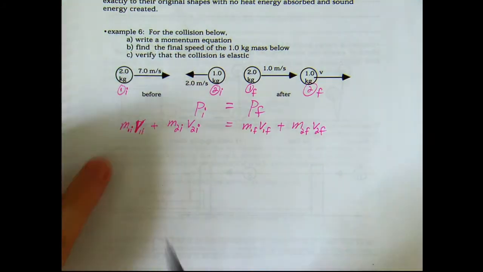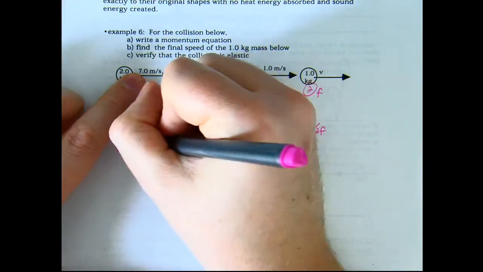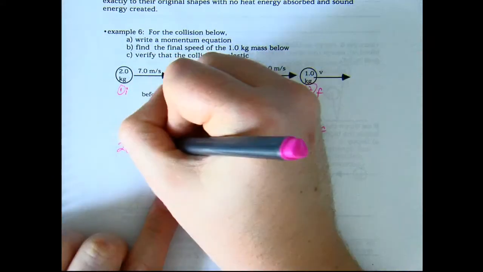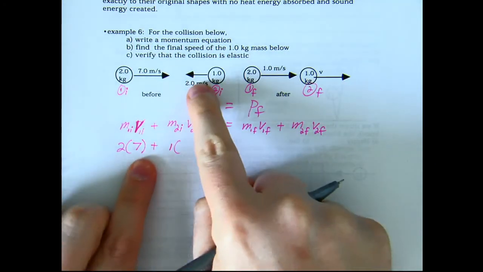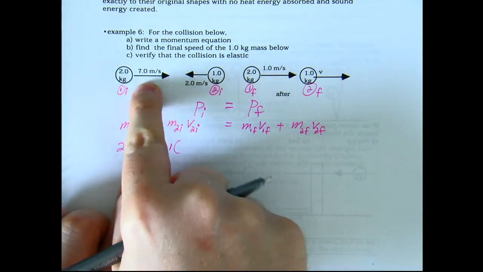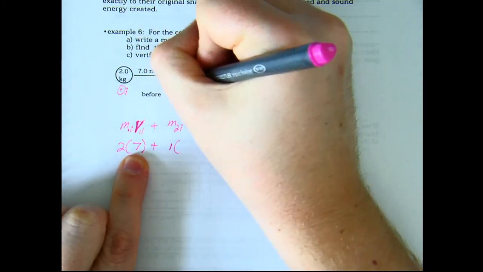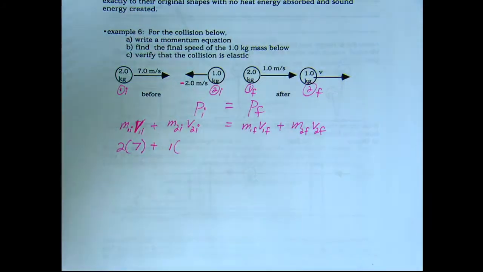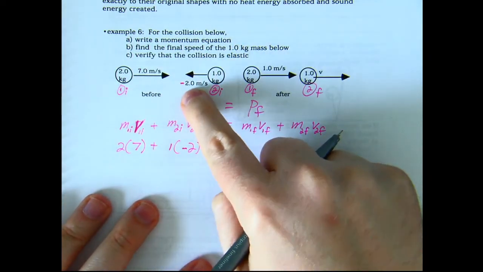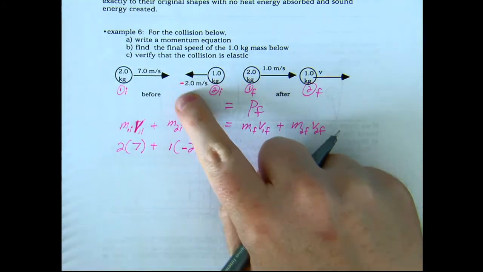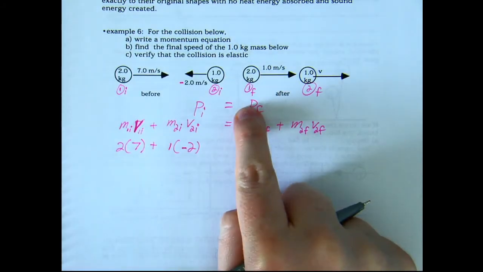Let's fill it in. My mass here is 2. My initial velocity was 7, plus my mass here is 1. Now my initial velocity here is acting to the left. When I put this one in here, my 7 was positive, so this is going to have to be negative because it's acting in the opposite direction. So this is going to be negative 2, and this is the mistake that always gets made. The positives and negatives. You got to be real careful when you're dealing with these types of collisions.